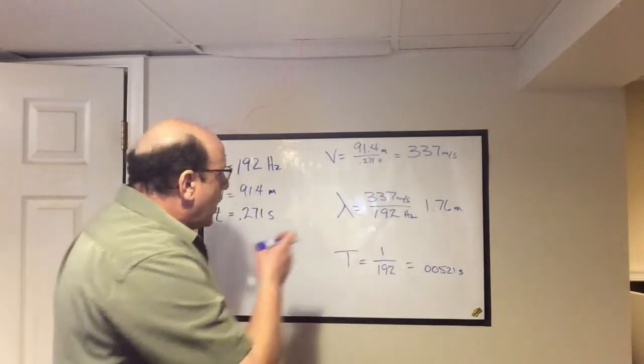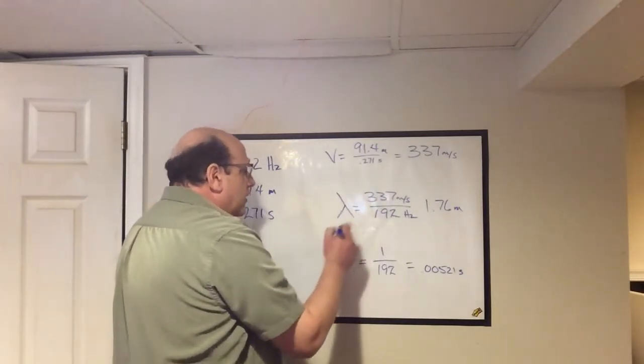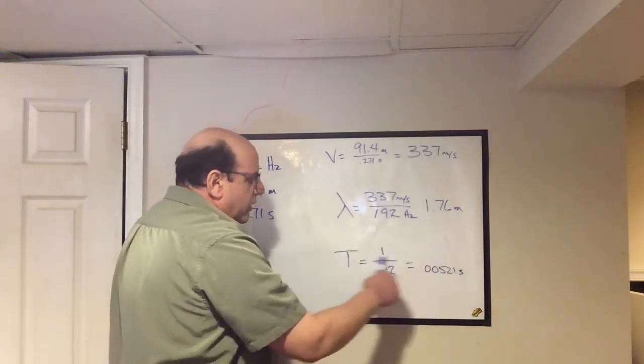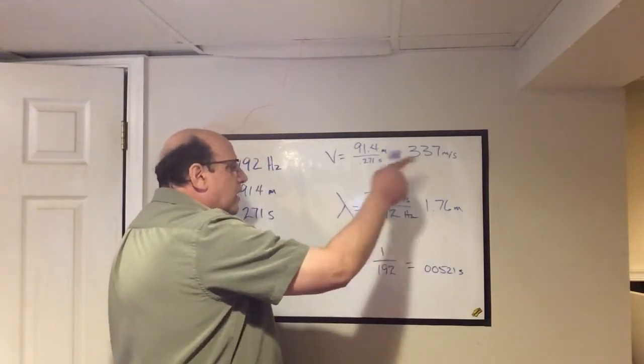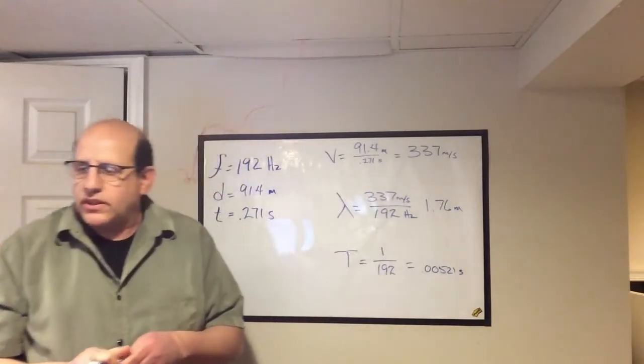Wavelength has length in the name of it, so it's got to be in meters. Time period has to be in seconds, and velocity is always meters a second. So now you know how to solve these things.